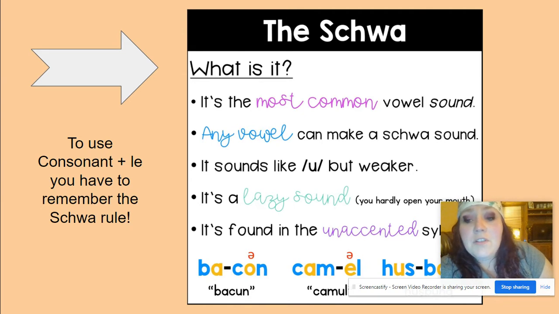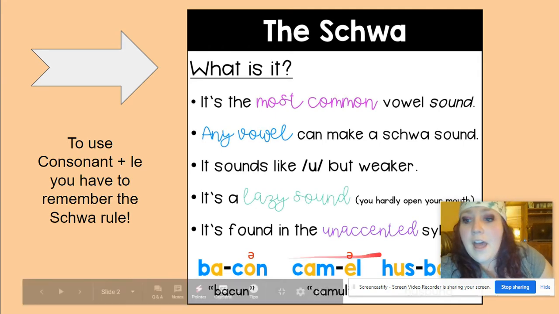So we really have to remember how to use that schwa sound when we're working with consonant LE words because it's going to be that weaker sound on an unaccented syllable. So we're going to be thinking about that as we go ahead.